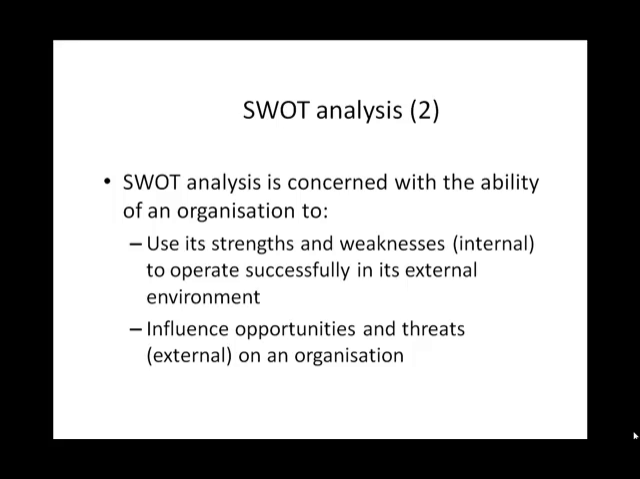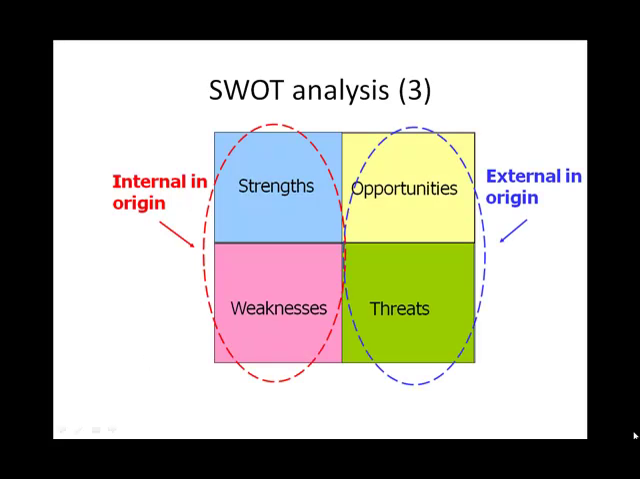And in order to operate successfully in an external environment, it also has to influence opportunities and threats that are external on an organization. So your strengths and weaknesses are internal to your organization, and obviously you use them to deal successfully with your external environment. Your opportunities and threats are external factors that influence how your organization operates. So this is just illustrated here in a bit more detail. So you can see that your strengths and weaknesses are internal in origin.